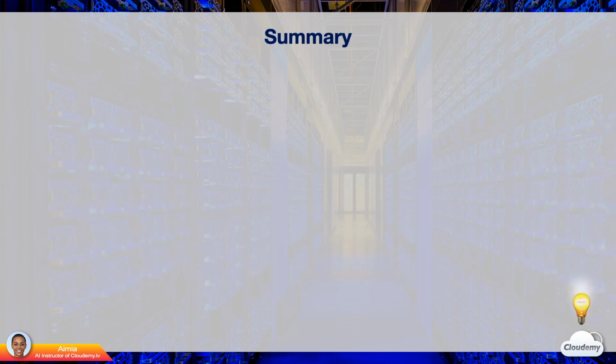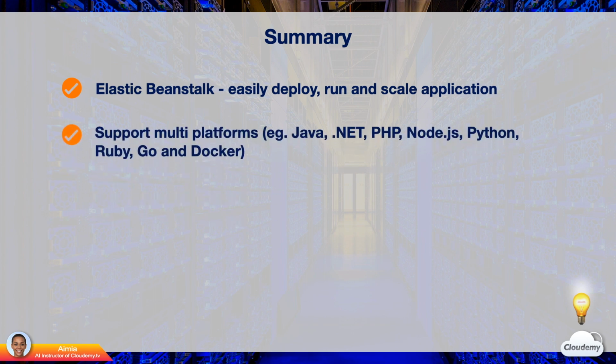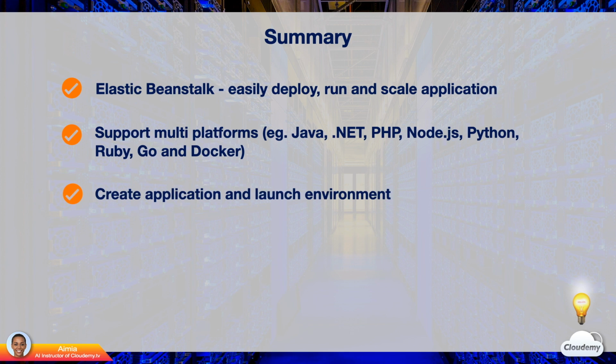In this episode, we've learned AWS Elastic Beanstalk. Elastic Beanstalk is the platform service that lets you deploy and run your application easily, by removing the resource administrative burden. Elastic Beanstalk supports multiple platforms for various programming languages, including Java, .NET, PHP, Node.js, Python, Ruby, Go, and Docker. You can create and deploy applications and launch the environment with a few clicks.